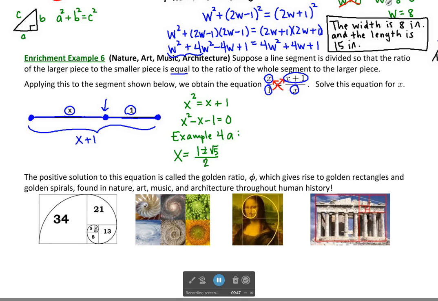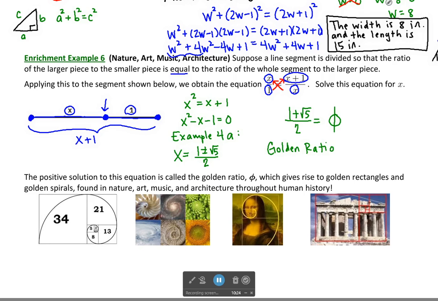In particular, the positive solution, 1 plus the square root of 5 over 2, is what we call the golden ratio. And the symbol for the golden ratio is this Greek letter phi. This is the golden ratio. That is, if I divide the segment in such a way so that those ratios are equal, we end up with this value, which is very aesthetically pleasing. This positive solution, the golden ratio, gives rise to what we call golden rectangles.